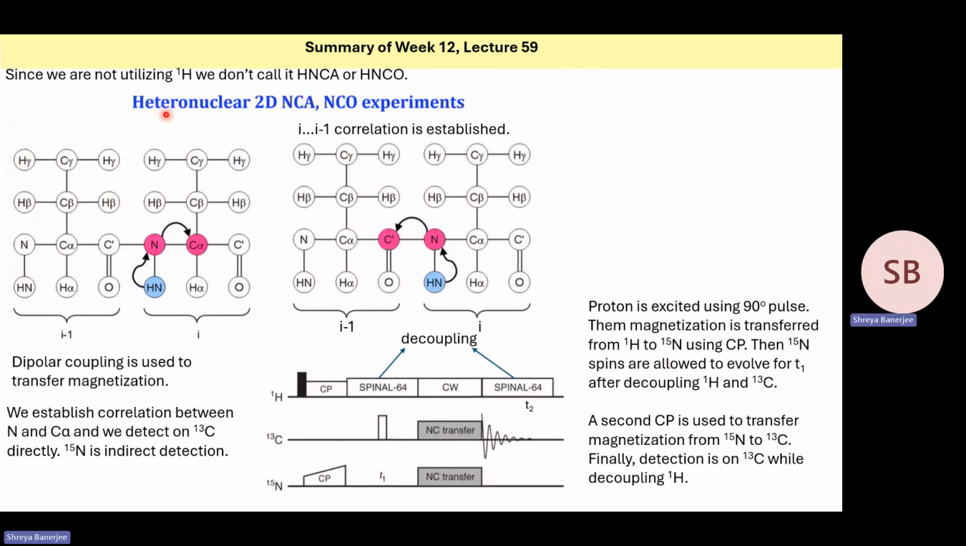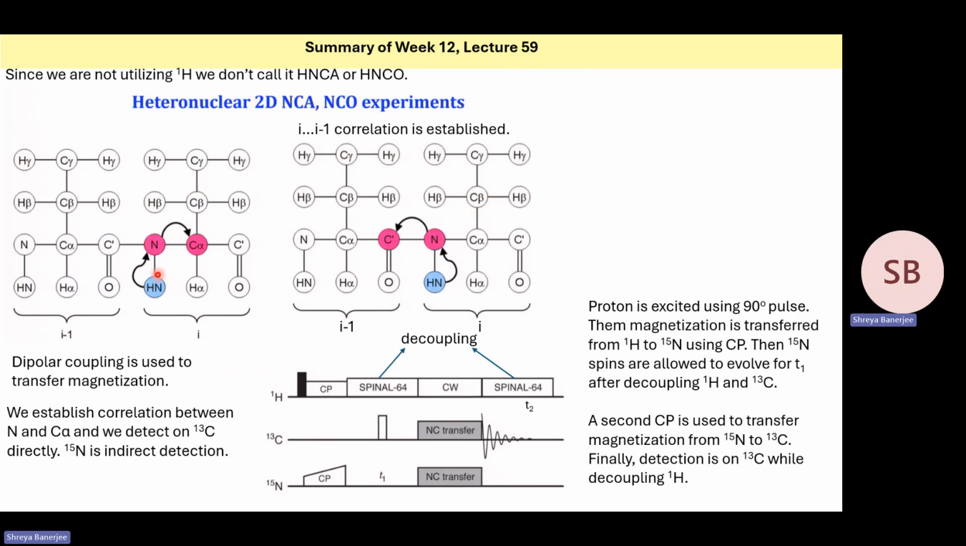So we will look at some heteronuclear 2D experiments like NCA and NCO. Since we are not utilizing 1H, in solution state NMR, we used to call it HNCA or HNCO. But now we will call it NCA and NCO because we are not utilizing 1H. So in NCA, what happens is that you start from the amide nitrogen, and it is transferred to the C alpha of the same residue.